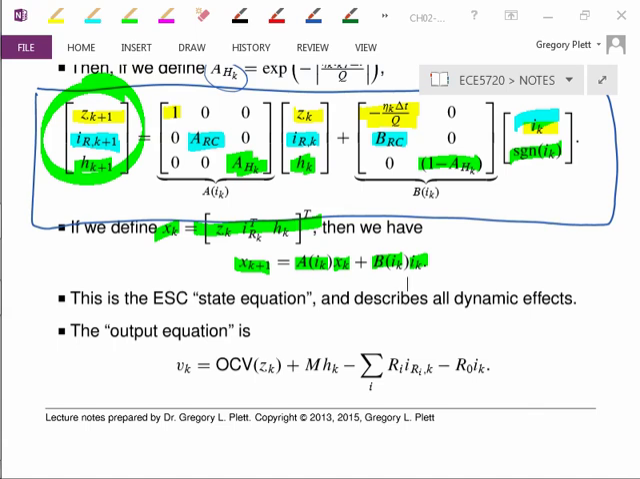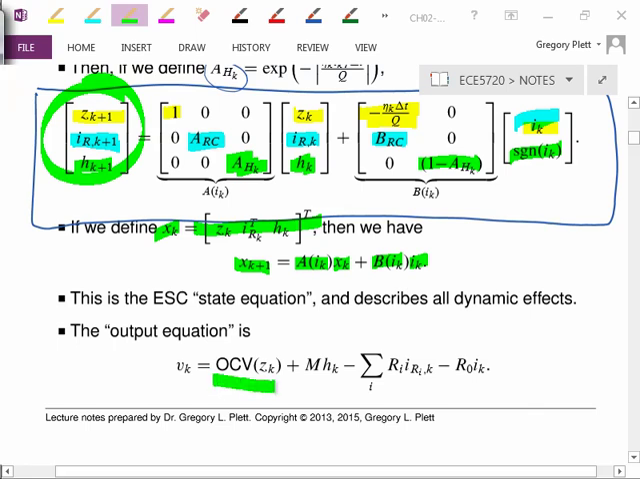There's an output equation to this model which computes cell voltage. Voltage is open circuit voltage plus hysteresis minus the capacitance voltages and minus the voltage drop over the series resistance. The open circuit voltage is a function of the state of charge of this cell also.